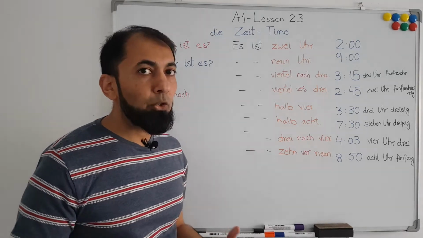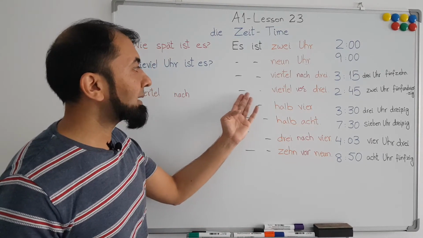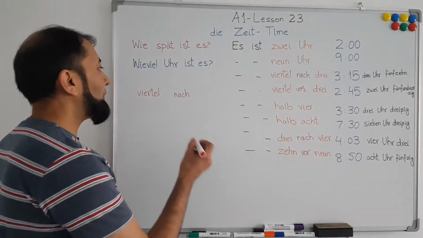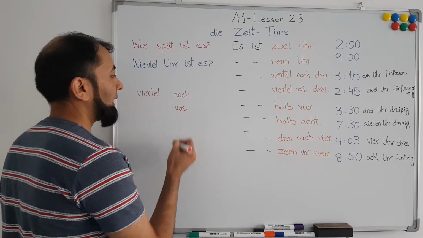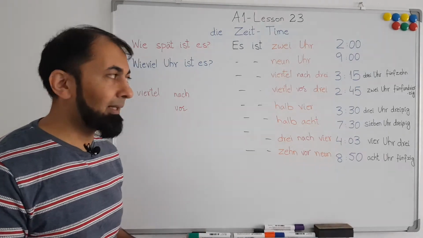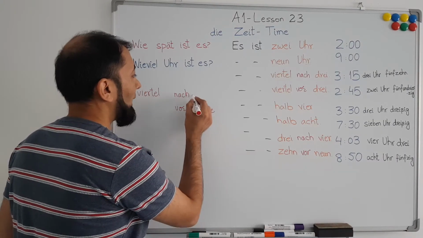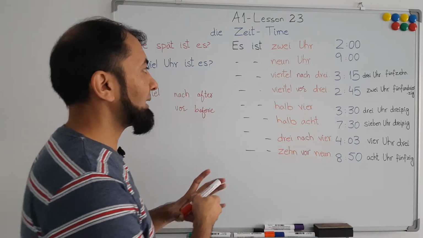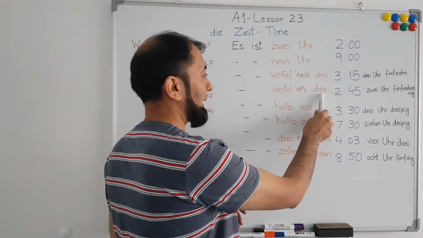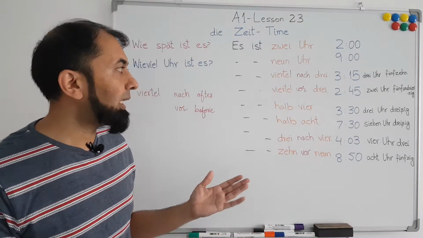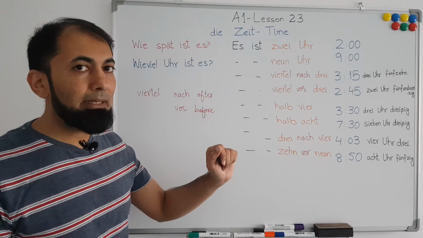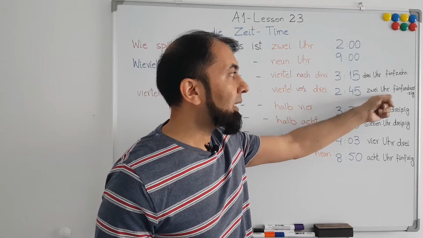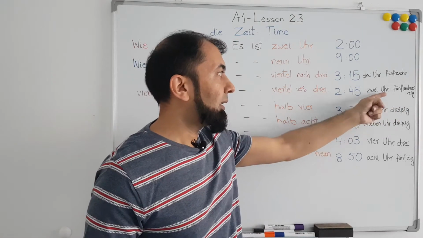Now if it's quarter to 3, then: Es ist Viertel vor drei. Here we have used another preposition, and when it is used in the context of telling time, it means before. Nach means after in the context of telling time. So Es ist Viertel vor drei, it's quarter to 3. Or if we want to say it's 2:45: Es ist zwei Uhr fünfundvierzig.